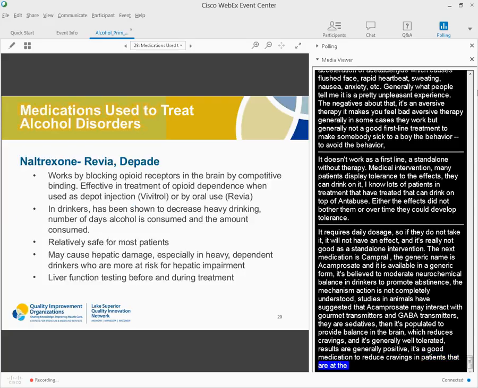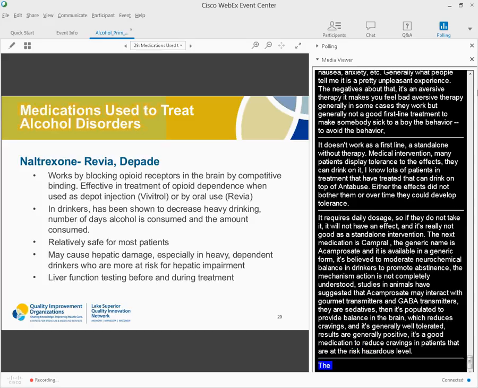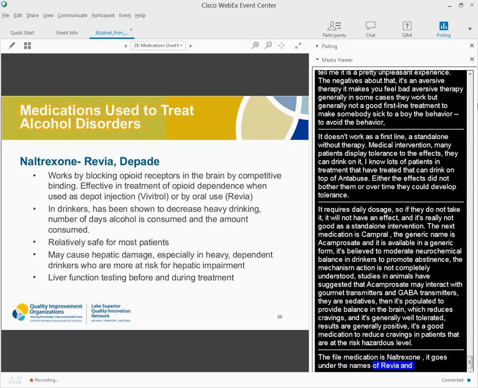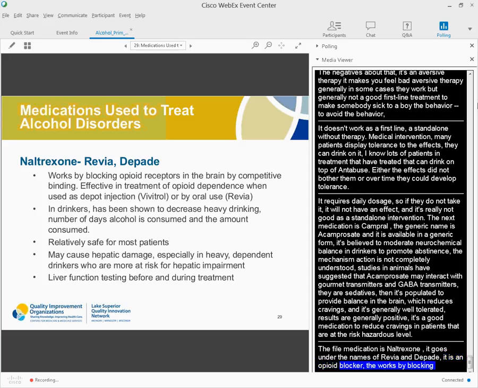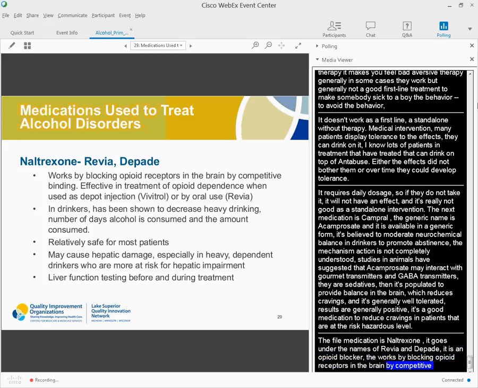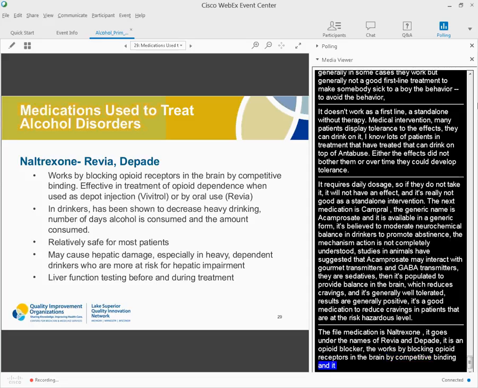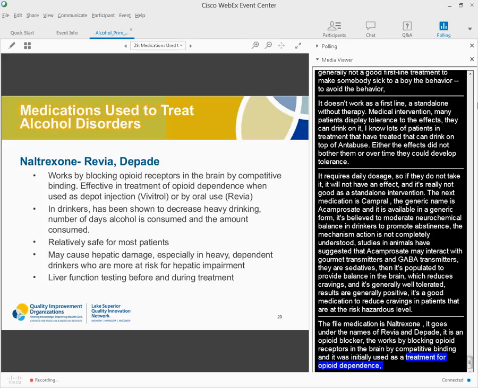Okay. And the final medication I'm going to talk about today is naltrexone, and it goes under the names Revia and or Depade. It's actually an opioid blocker. So it works by blocking opioid receptors in the brain by competitive binding. And it was initially used as a treatment for opioid dependence. The drug Revia was given to people who were freshly out of treatment. They've been detoxified, and what it did is it blocked the effects of opioids.